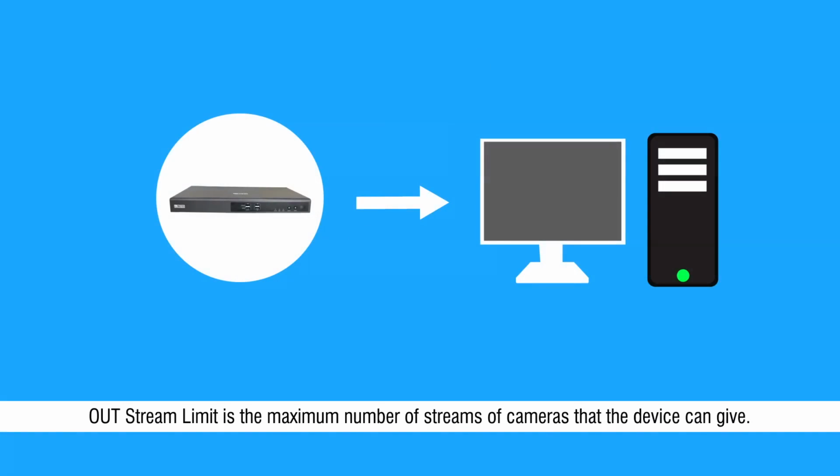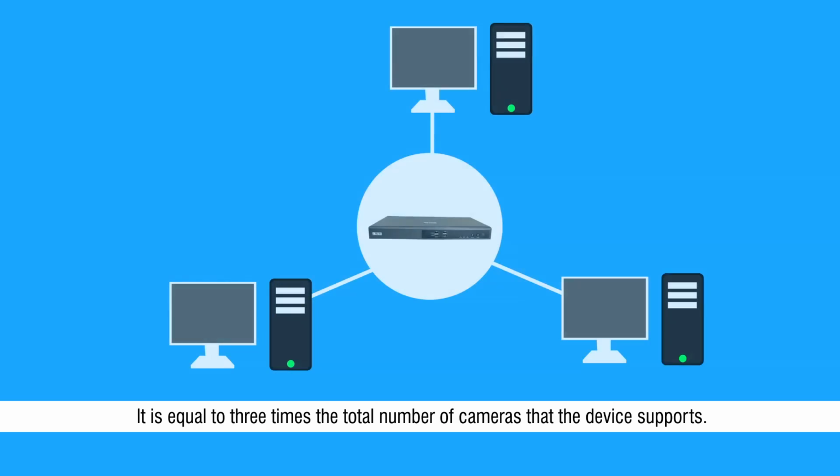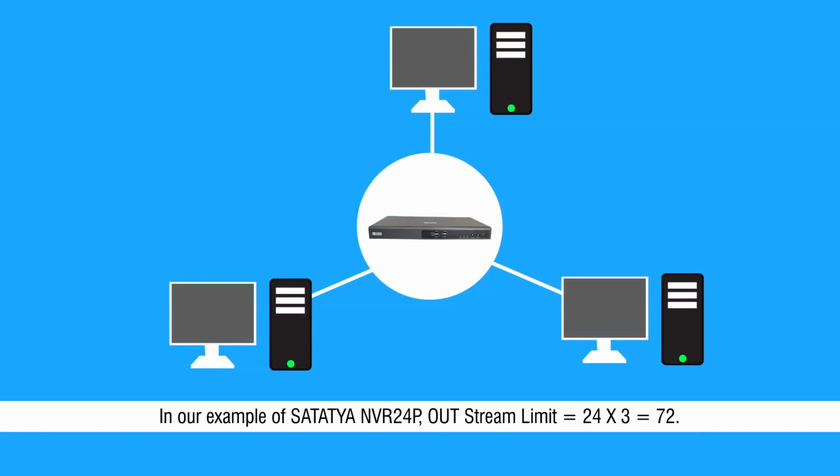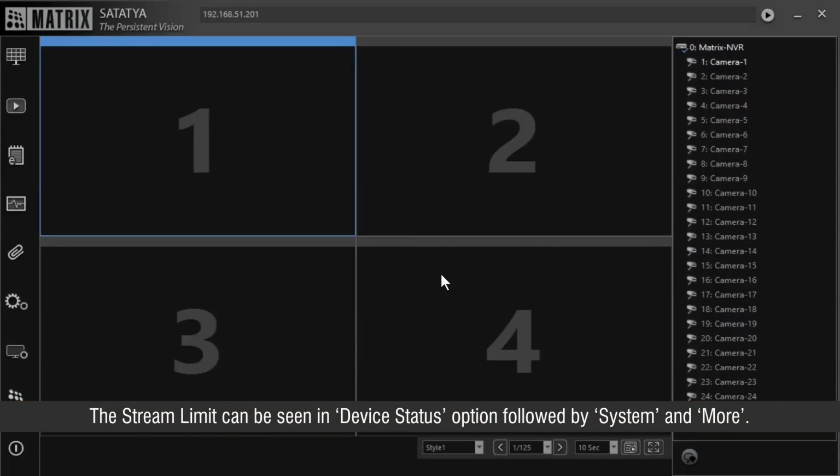Outstream limit is the maximum number of streams of cameras that the device can give. It is equal to 3 times the total number of cameras that the device supports. In our example of SATATYA NVR24P, outstream limit is 24 into 3, that is 72. The stream limit can be seen in device status option followed by system and more.